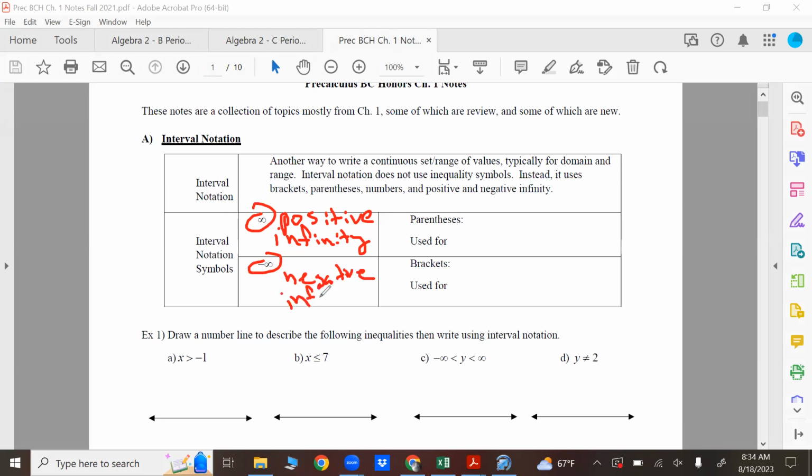Like, for example, if I say x is greater than 8, right? Then you're starting at 8, not inclusive though, and you're going in what direction? To the right or to the left? You're going towards positive infinity, exactly. So you'd write it like this, right? We know that. The parentheses is obviously for when it's not included.